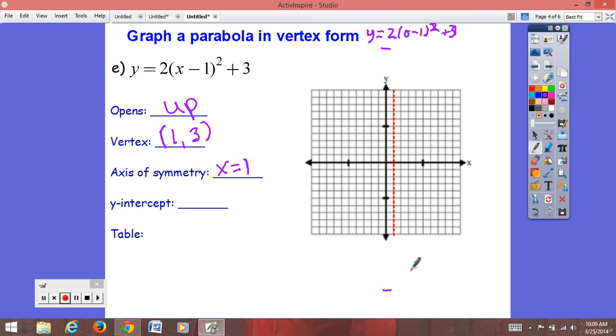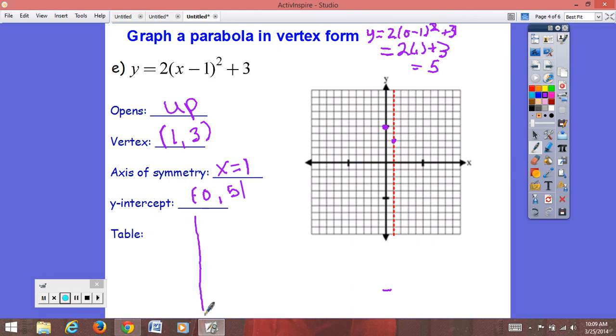So 0 minus 1 is negative 1. Negative 1 squared gives us positive 1. So we have 2 times 1 plus 3 equals 5. So our y-intercept is at the point 0, 5. We can go ahead and plot our points 1, 3, and then 0, 5.